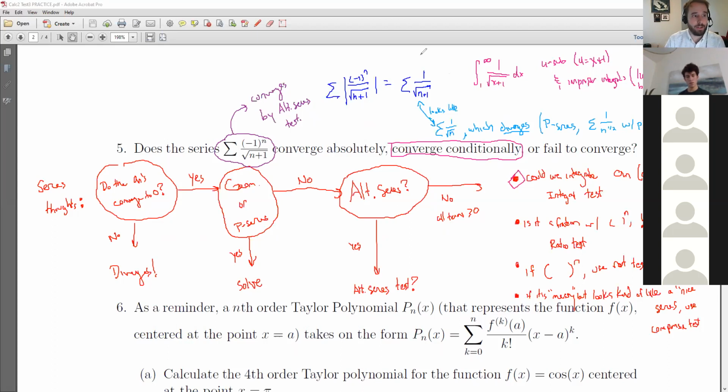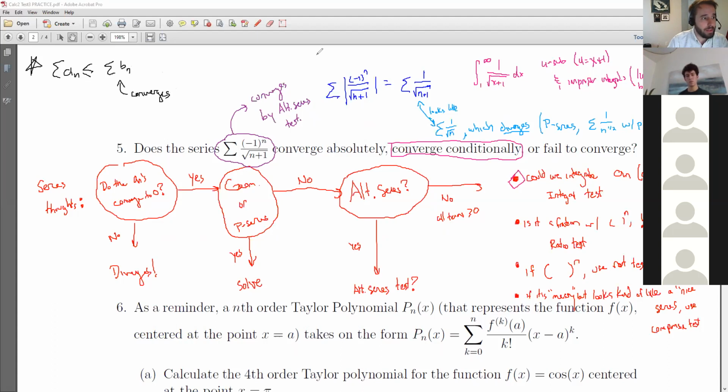What I would have liked to do, right? Maybe I'll put this as an aside over here. I would have liked to compare a series a sub n to b sub n. I would have liked to be able to say that a sub n was always less than or equal to b sub n, and that b sub n converged. So if b sub n converges and a sub n is always less than b sub n, then a sub n will also converge.